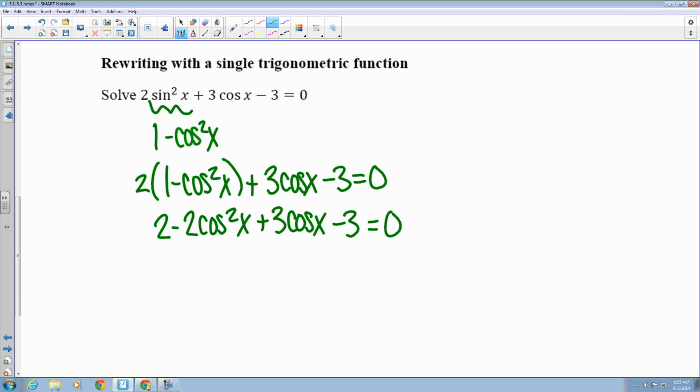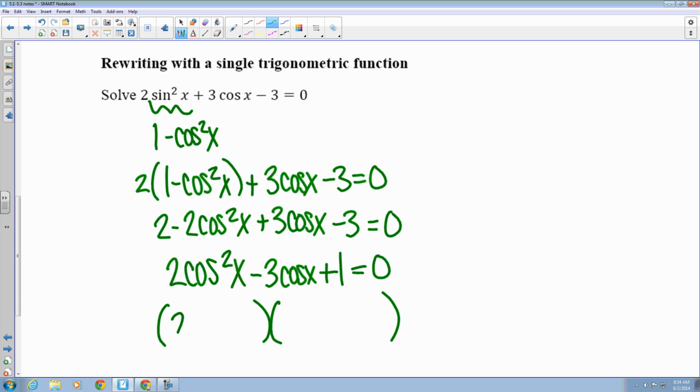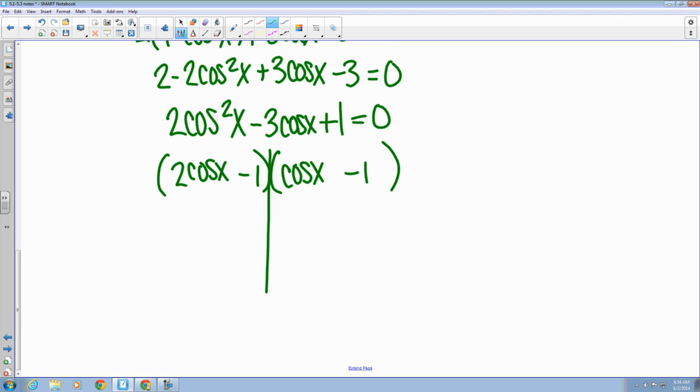I'm also going to, once I move the 2 over, so that'll be negative 1, I'm also going to multiply everything by negative 1 because I don't want a negative 2 in my front. So I'm going to multiply by negative 1, 2 cosine squared minus 3 cosine. That would be plus 1. Okay, so again, that was putting the 2 in with the negative 3, which would be negative 1, and then I multiplied everything by negative 1. Now I factor. Once I factor, I turn them into two separate problems.